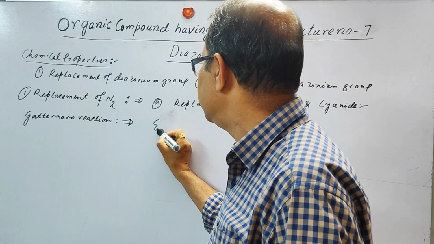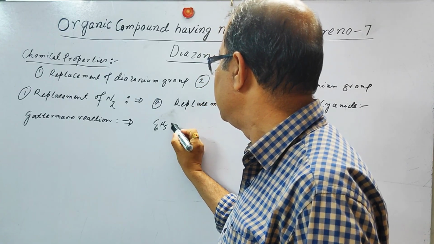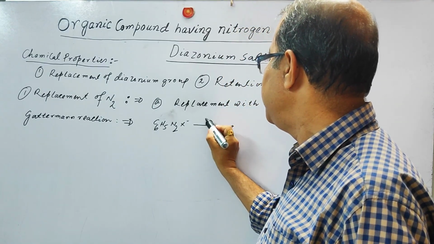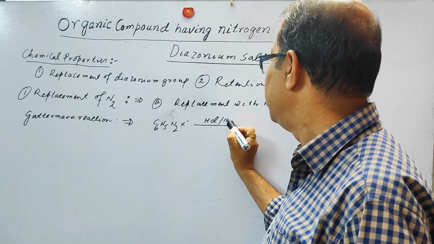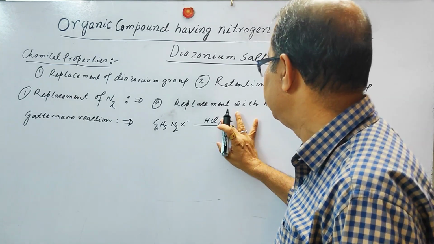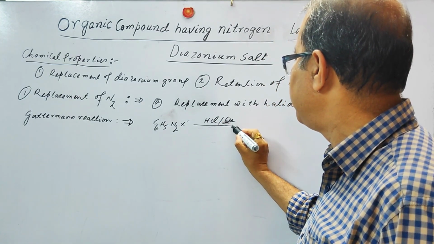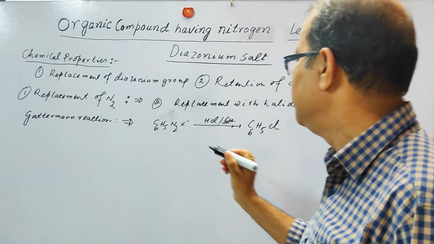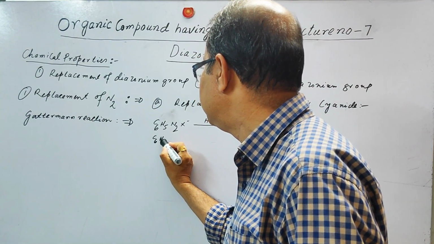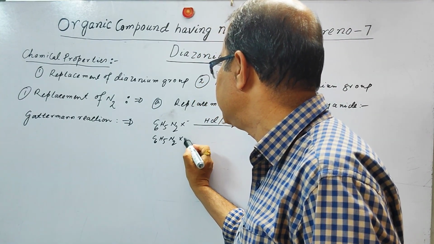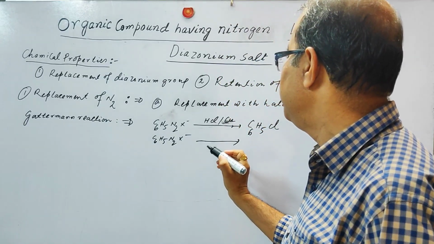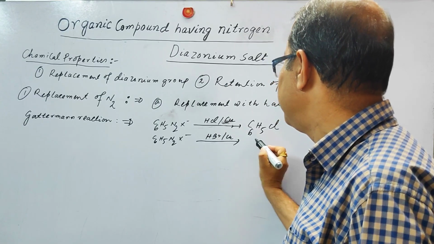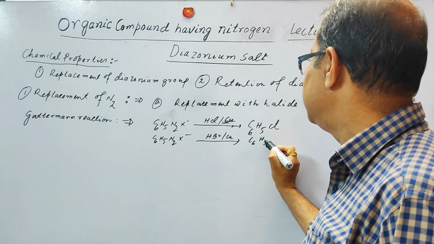As for example, this is a diazonium salt, and with HCl and copper powder, it is going to produce chlorobenzene. Another reaction, C6H5N2X minus, with HBr and copper powder, is going to produce C6H5Br.